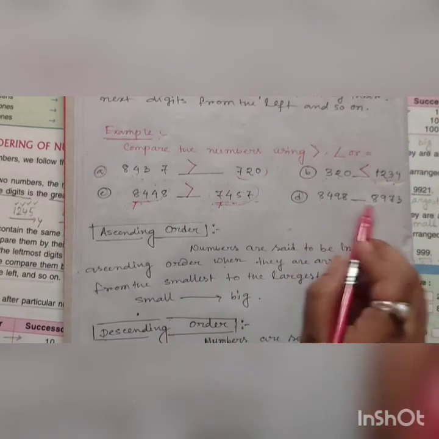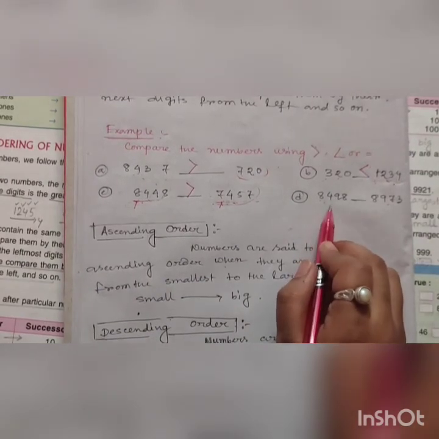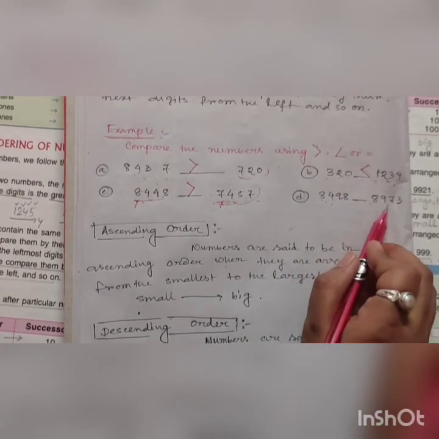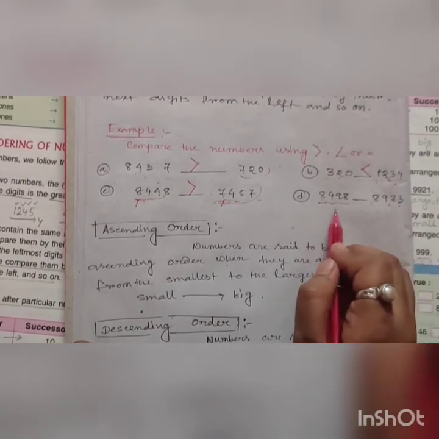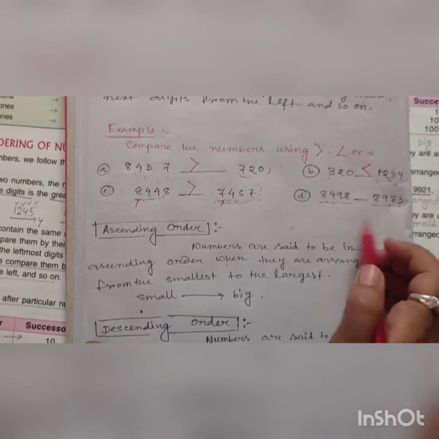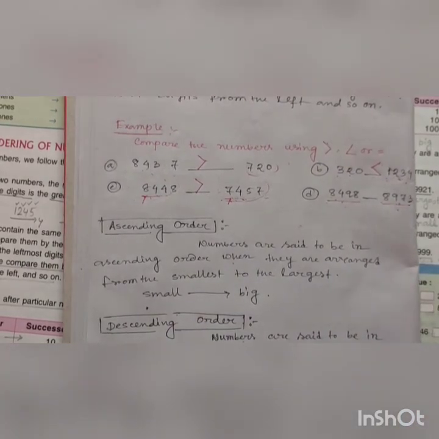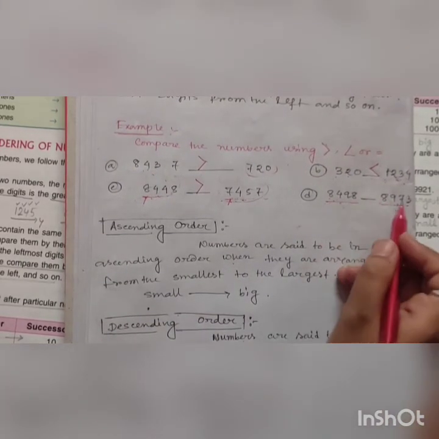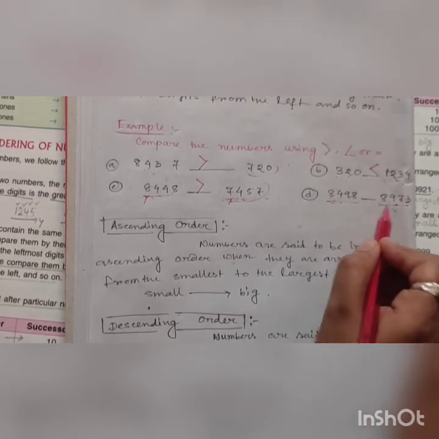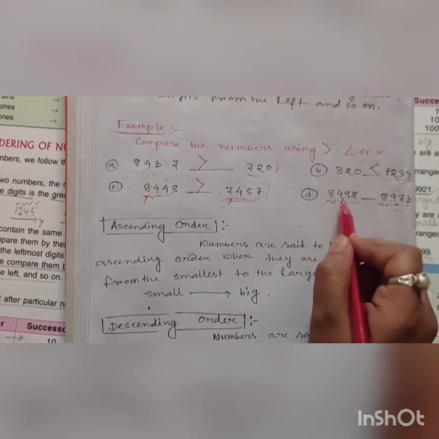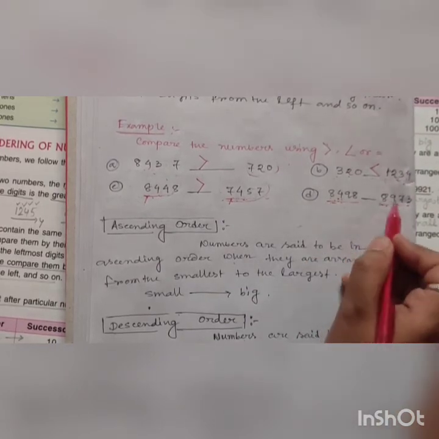Now we will compare these two numbers, 8498 and 8973. So you can see here, this is a 4 digit number, this is also a 4 digit number. So how can you compare these numbers? Now we will compare them by comparing the leftmost digit, but the leftmost digits are also same. এবার leftmost digit যেহেতু সেম হয়ে গেছে, এবার আমরা পরের ডিজিটটা দেখব। পরের ডিজিটটা কত আছে, এখানে 4, এখানে 9. So which one is greater?